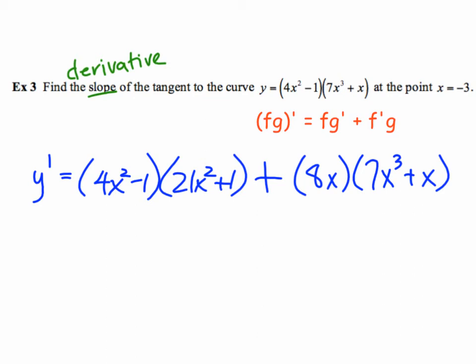So you can see I've taken the derivative here, leaving 4x squared minus 1. The derivative of g is 21x squared plus 1, plus the derivative of f, which equals 8x, and you leave g. FOIL on the first part, multiplying 8x into the next set of brackets.